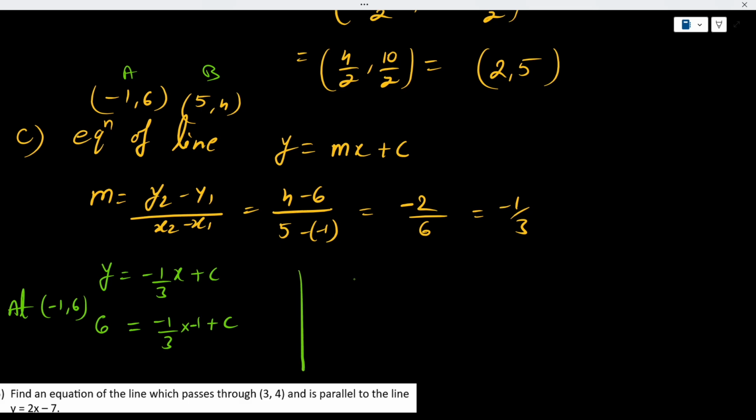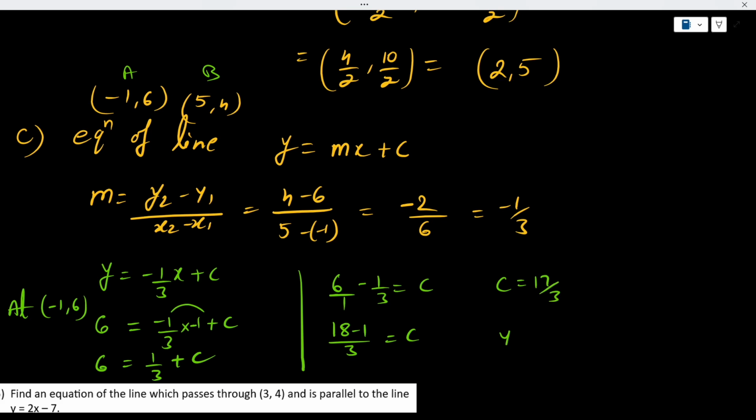So what do you get here? This is 6 minus 1 by 3 times -1, because negative of negative will be positive. So this is 1 by 3, so plus c. So the c value is going to be 6 minus 1 by 3, which is going to be 18 minus 1 by 3, which is c. So the c value is 17 by 3.